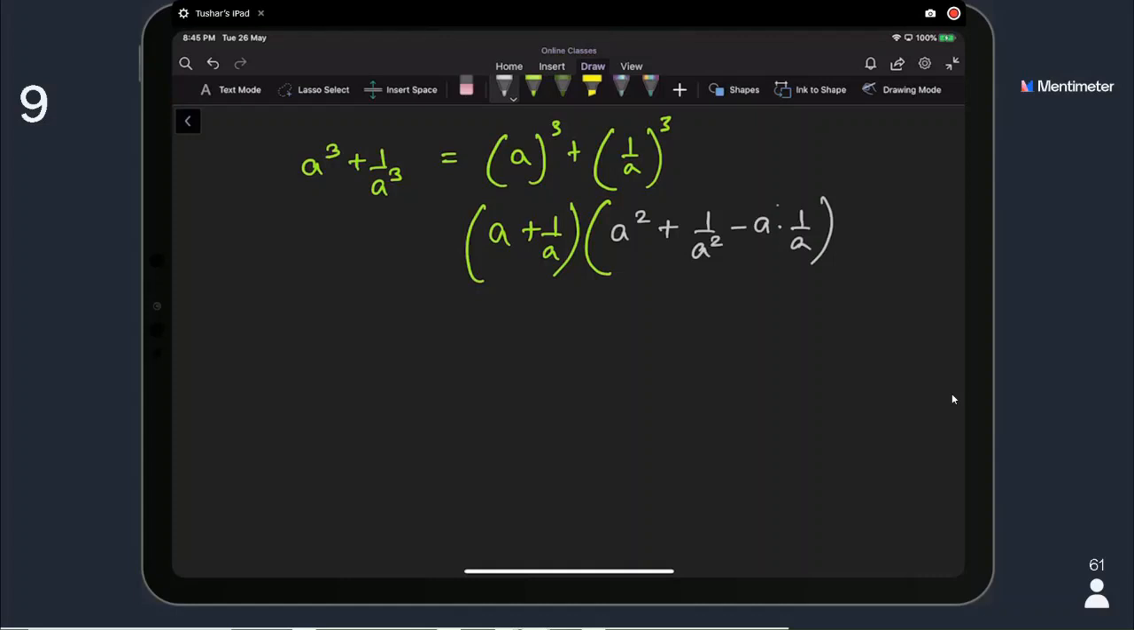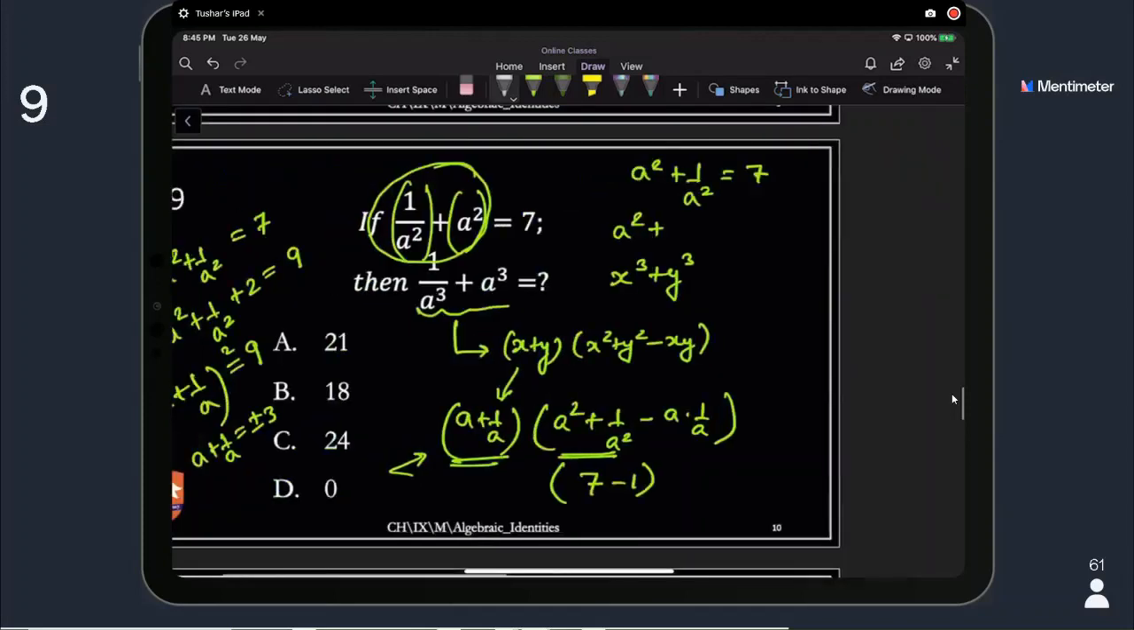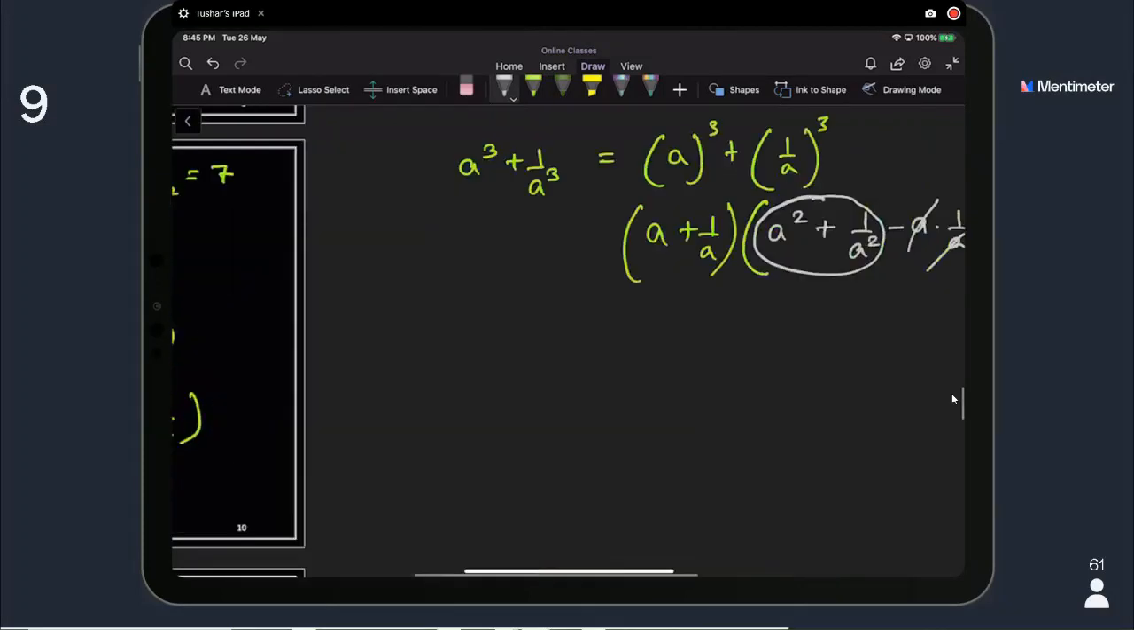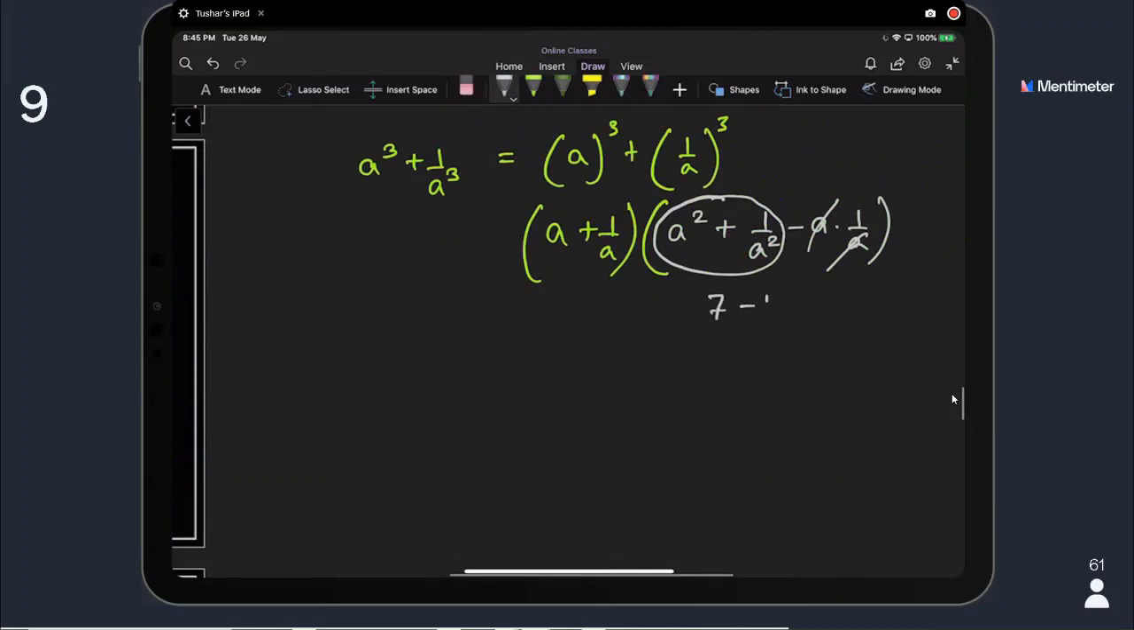Right? This item was already given in your question. See, a square plus 1 by a square is how much? 7. You don't need anything here. So this bracket is 7 minus 1. Correct? You just needed to find out a plus 1 by a, and then it's done. How to find that out? It was given a square plus 1 by a square is 7.